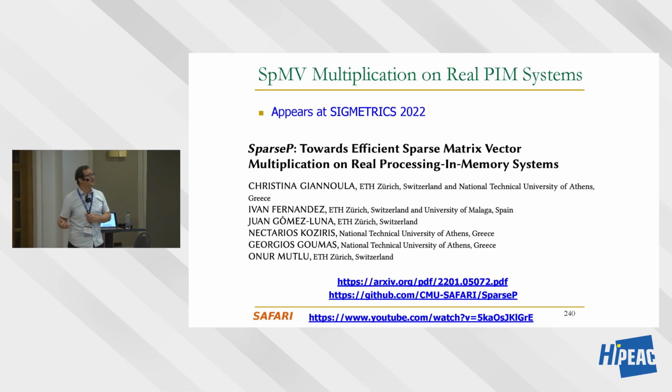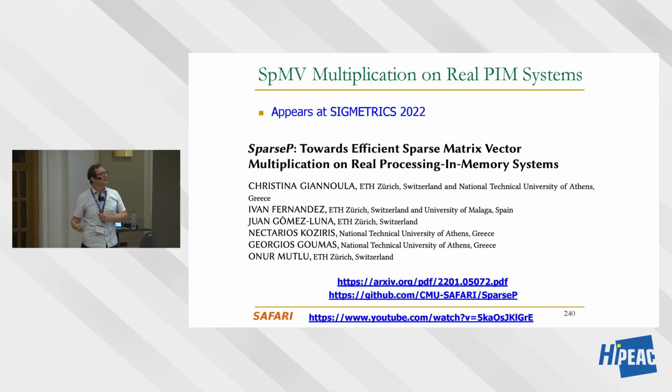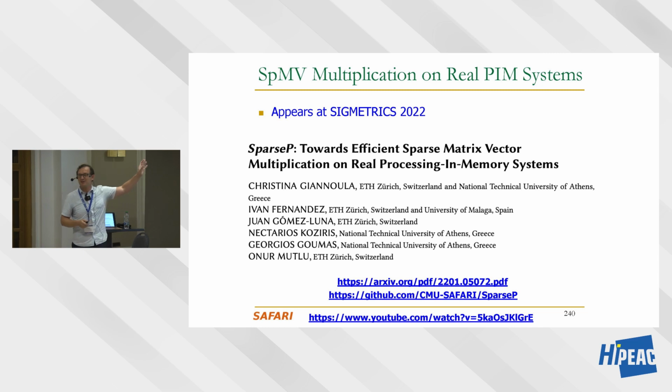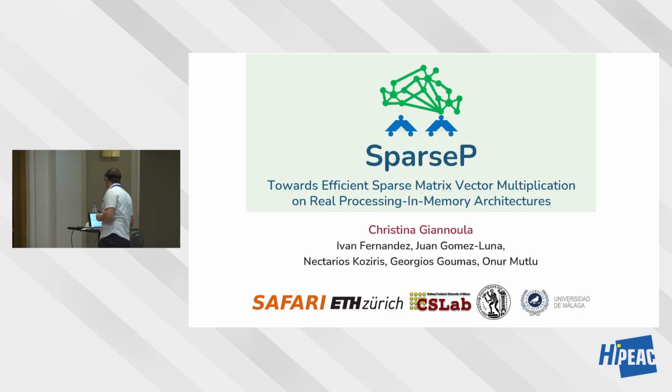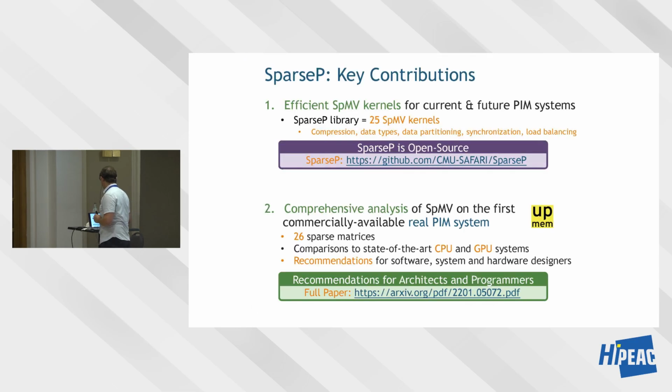And we asked the question, can we actually make these workloads a little bit better? Sparse matrix vector multiplication is one of the very difficult workloads on UpMem system. And if you're interested, you can actually download the library and improve on it. This is beautiful work. And it basically implements 25 different sparse matrix vector multiplication kernels.